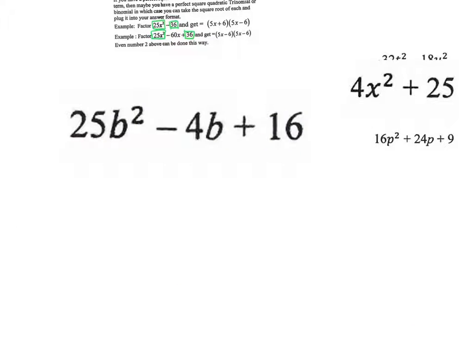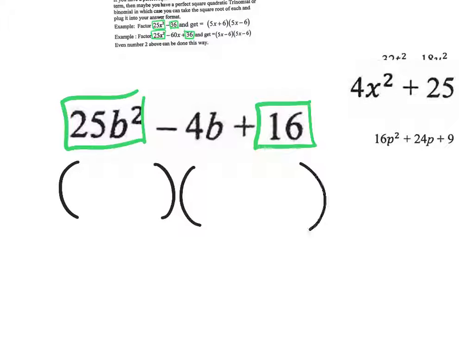Let's try another one. So on this guy, do we have a perfect square term in the front? Yes. Do we have a perfect square term in the back? Yes, we do, right? So the first thing you should think of is, hey, perfect square terms. Maybe I could square root them and plug them into my answer format. So what is the square root of 25b squared? 5b. What is the square root of 16? 4. So what symbols belong in here? A minus and a minus? What do you guys say?